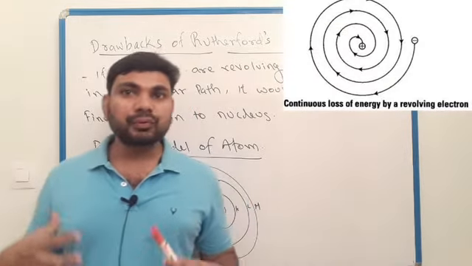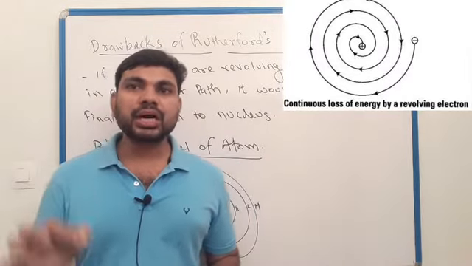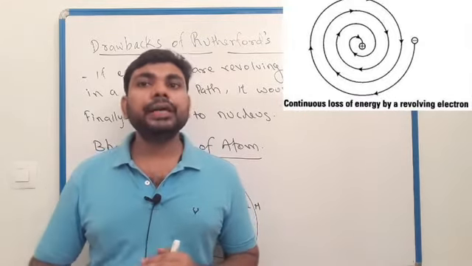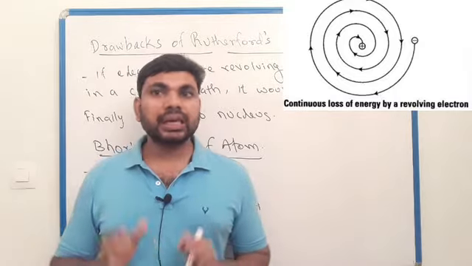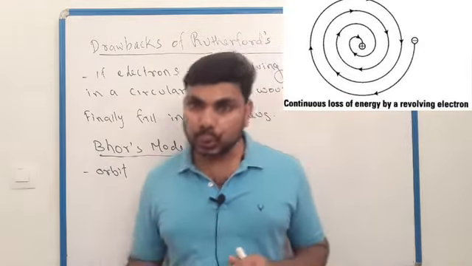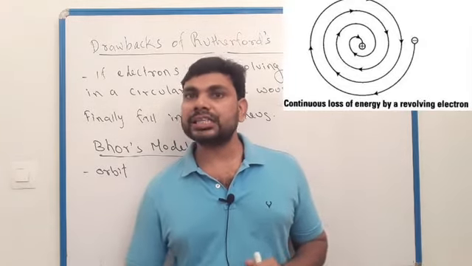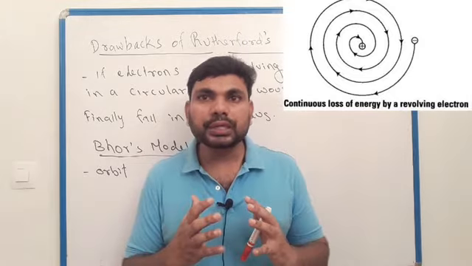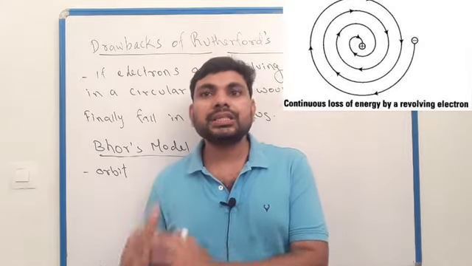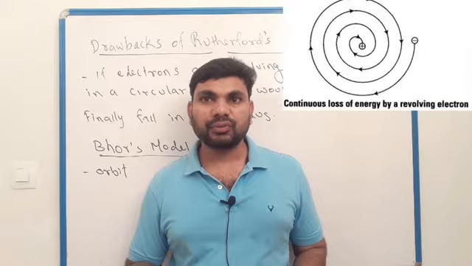Okay, so what is the reason for the failure of the Rutherford model of atom? According to the Rutherford model of atom, negatively charged electrons are revolving around the positively charged nucleus. If negatively charged electrons are revolving around a positively charged nucleus, the electron will radiate energy. The electron will lose energy and come close to the nucleus. Okay, finally the electron will fall on the nucleus. It is impossible. Okay, these are the drawbacks of the Rutherford model of atom.